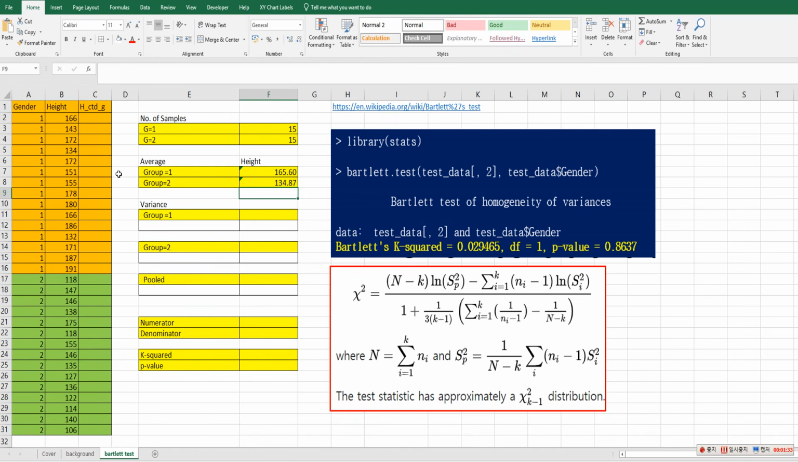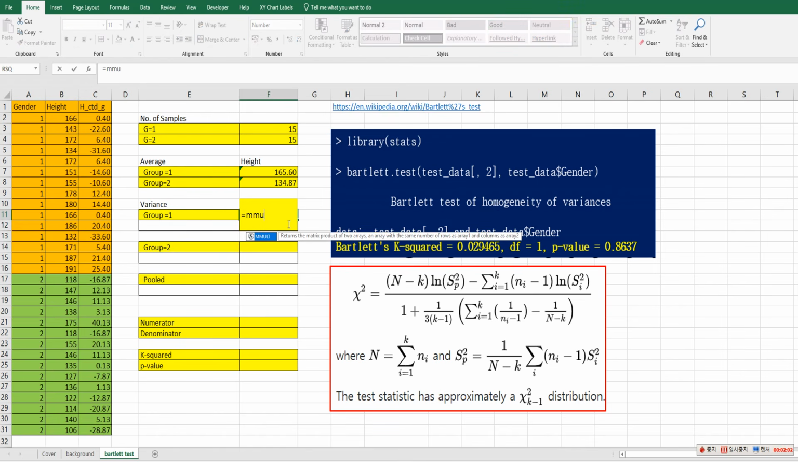For variance part, so height minus each group's average. Okay. For gender 2, okay. Let's get variance for group 1 by matrix computation.